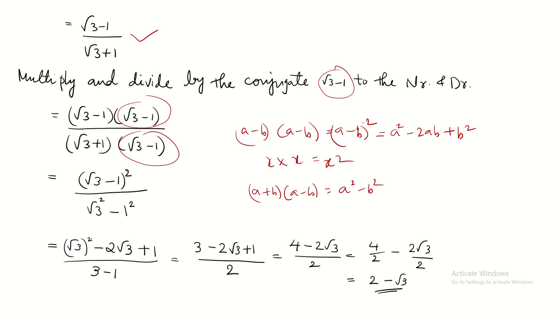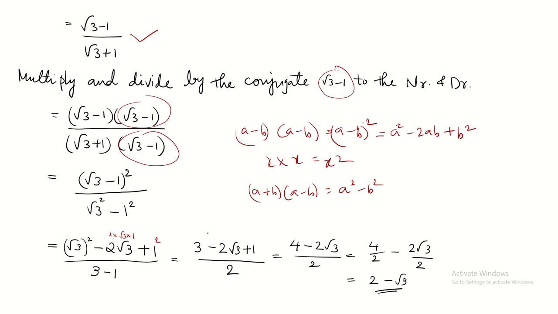So you have root 3 square minus 2 into root 3 into 1. Okay, this is 2 into root 3 into 1, 2AB plus B square, 1 square, divided by root 3 square. What is the answer of root 3 square? That is 3, minus 1 square. You have the answer as 1.